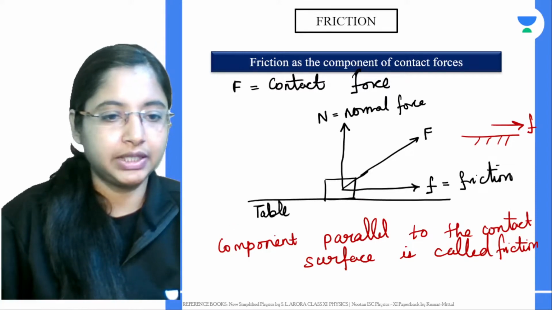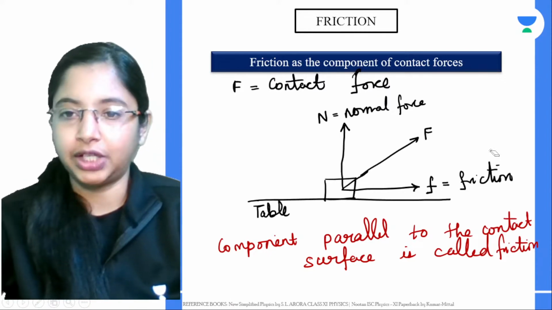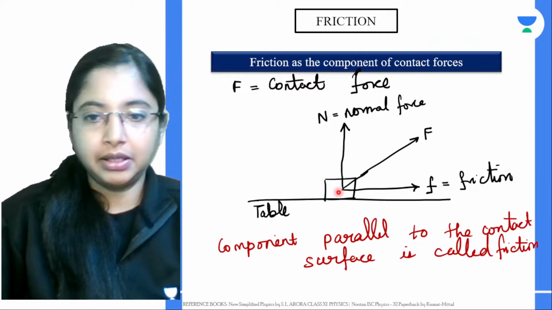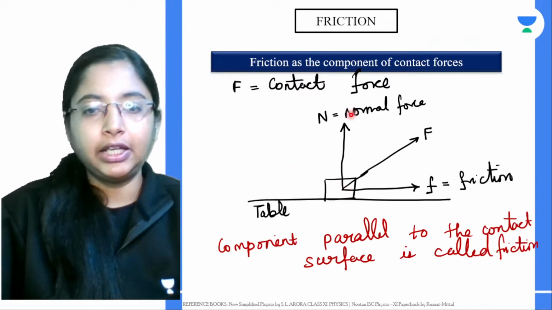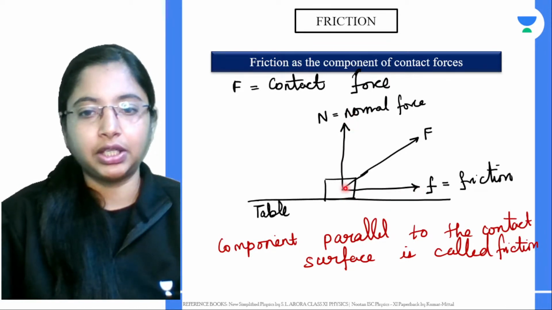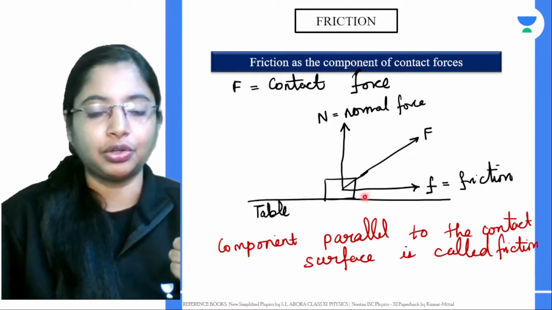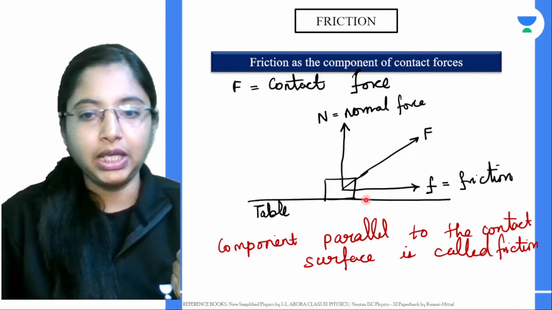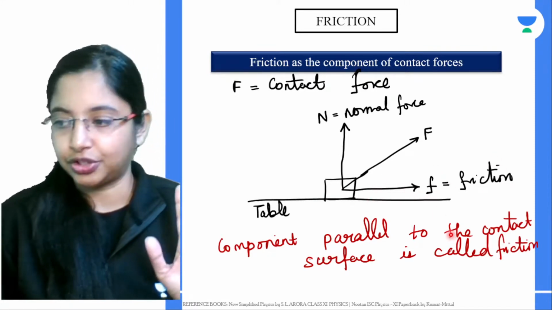Whenever there is an object on your table, there will be two forces acting on it if the two objects are in contact. One is the force that is acting normal to it. This is your normal force. Another is a force that is acting parallel to the surface. It can be in this direction or in this direction, it doesn't matter. That depends on the motion in which it's going to travel. But there will be another component parallel to the contact surface, which is called friction.